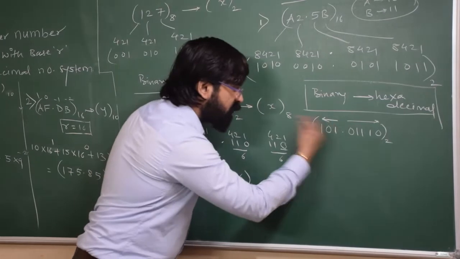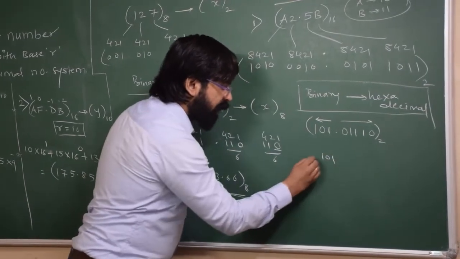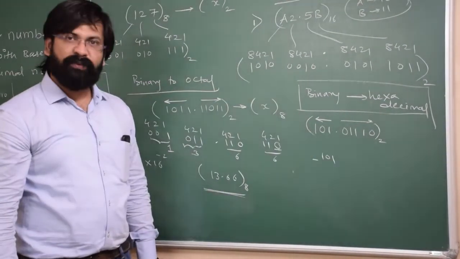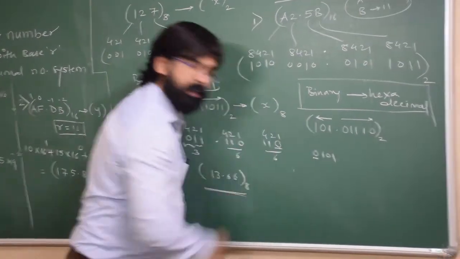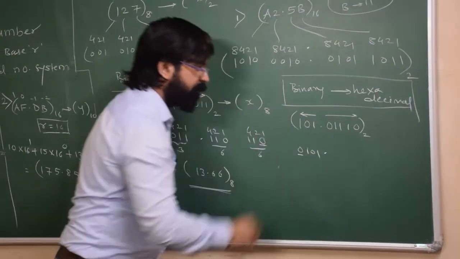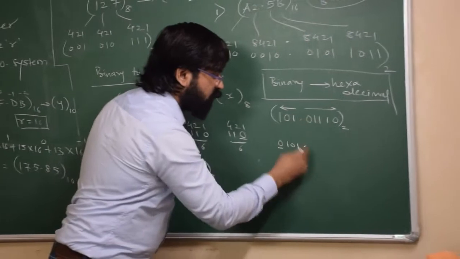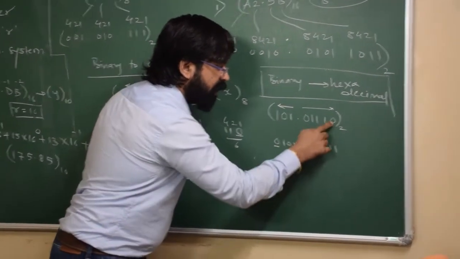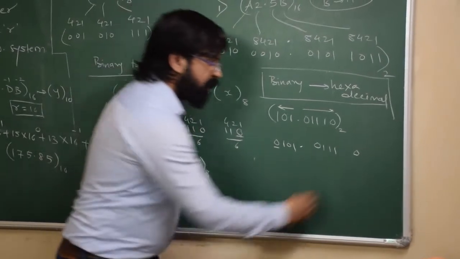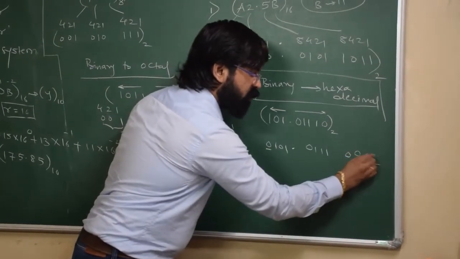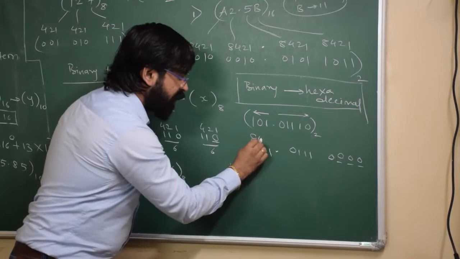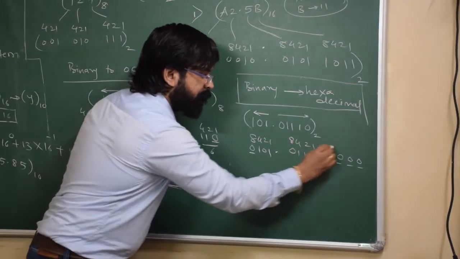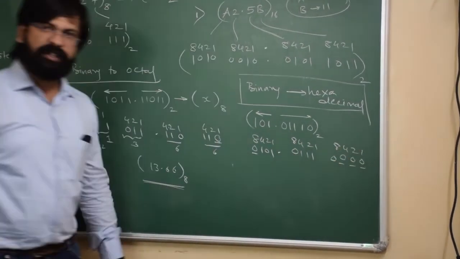If I start grouping here, you see I have a deficiency of 1 bit, so I write a 0 over there, and the point. After this, if I start grouping, I get 0, 1, 1, 1 in one group, and I get only 0 over here. Now to complete this group of 4, I have to write zeros, and on top of this I write 8, 4, 2, 1 as binary weights. These are fixed binary weights.